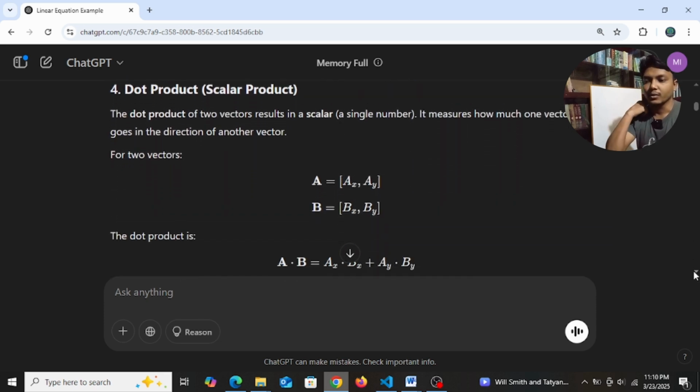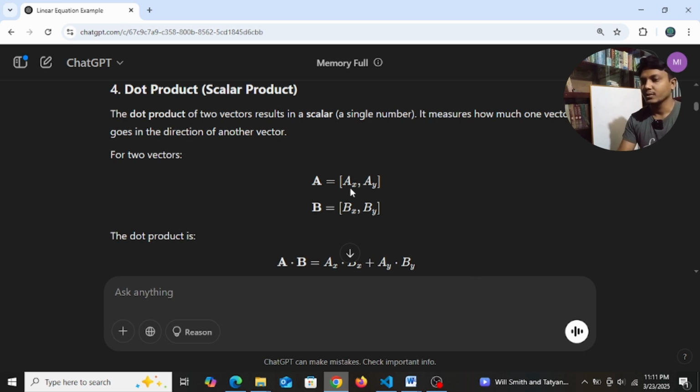And the dot product: the dot product of two vectors results in a scalar. It measures how much one vector goes in the direction of another vector. So maybe now you may get confused, but when we discuss it with a real life thing, then you will understand easily.